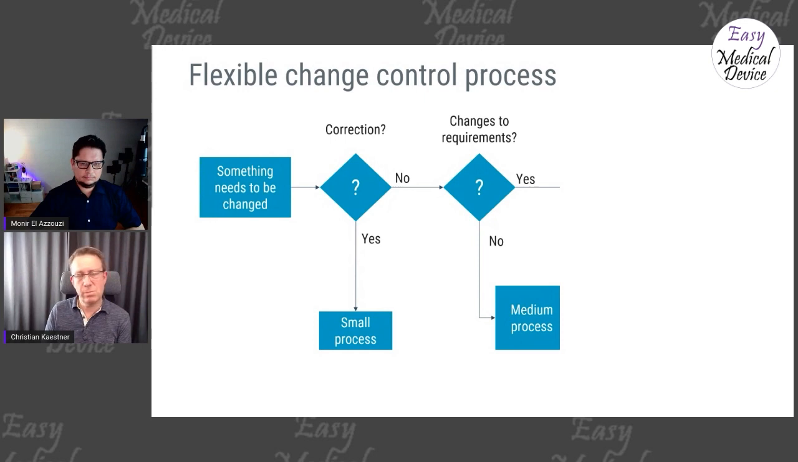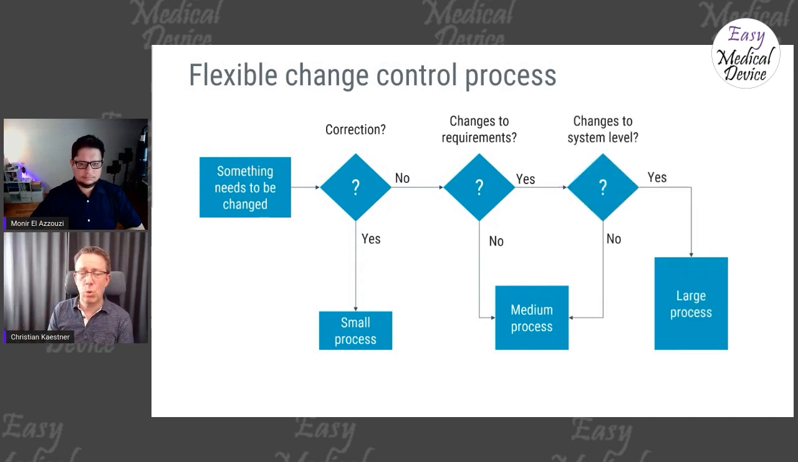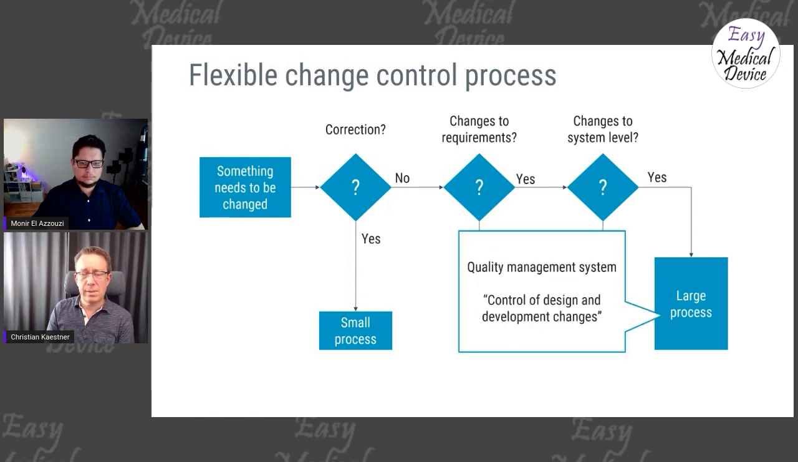So perhaps you can do some medium process, still not a CAPA, still not a full-fledged design and development change control process. Or is it the last one? Is it changes to system level? If it changes to system level, then it makes sense to involve a little bit more people in it. And the last one, that is perhaps where you find your control of design and development changes, which is required by 13485, the regular quality management system standard.